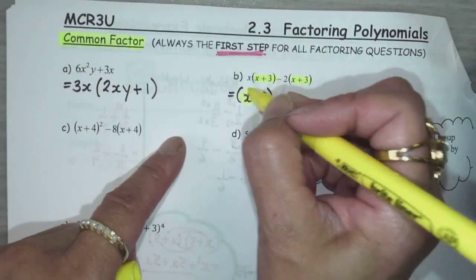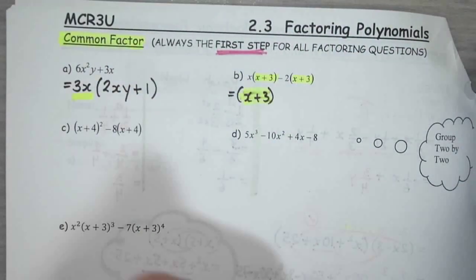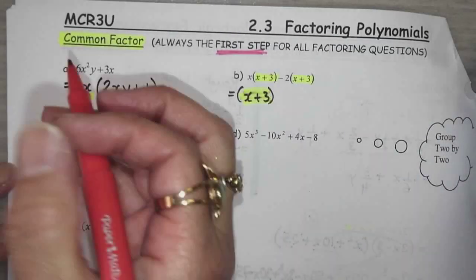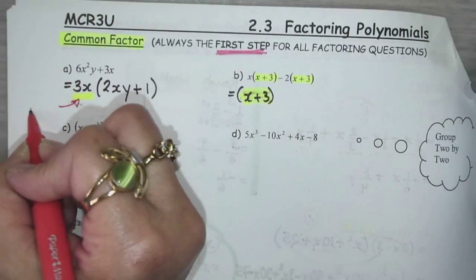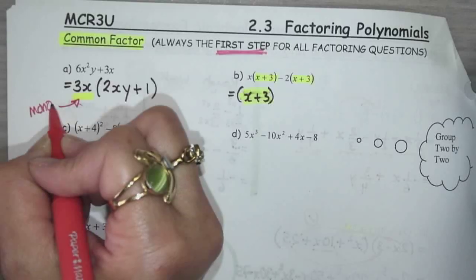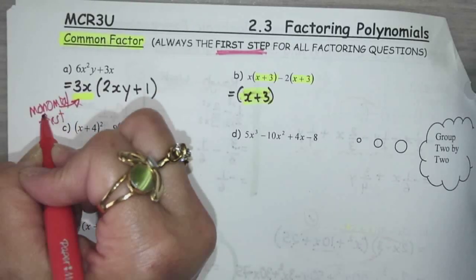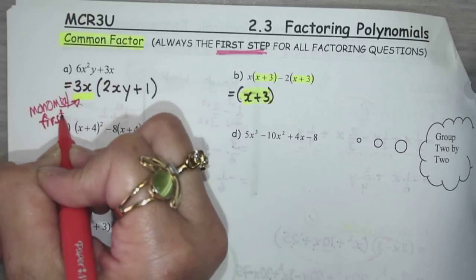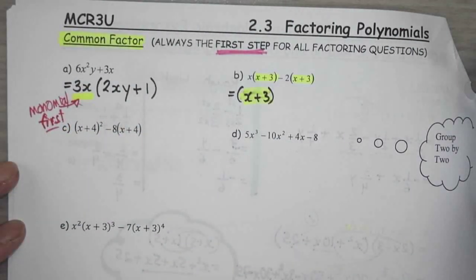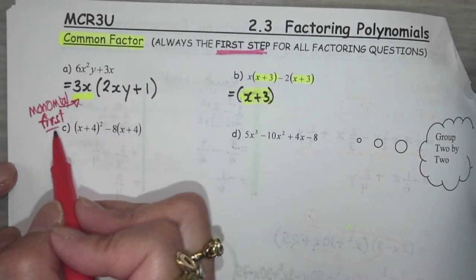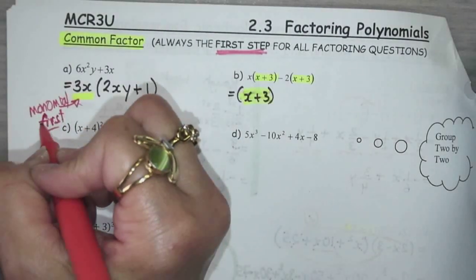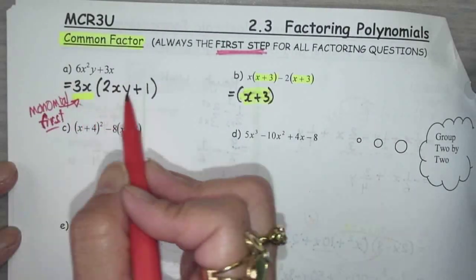Oh, wait, here, we always want the monomial first. Right, so monomials will be first. So monomial first. Okay, so put the monomials first, please. That says monomial first. My writing got messy right there. Monomial first, then the binomial.